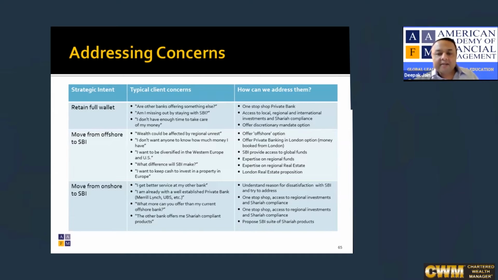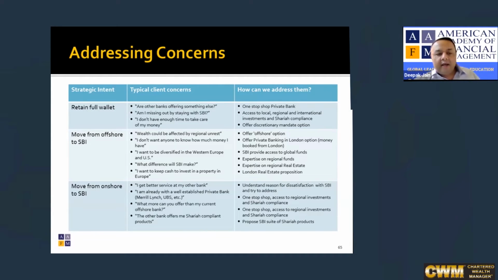How do you address these concerns? You can say that we are a one-stop shop, a one-stop private bank, we have all the services. We give you access to local, regional, international investment, and we offer a discretionary mandate option where you will not be bothered by managing your investments. We will do it on your behalf. You just give us a discretionary mandate.